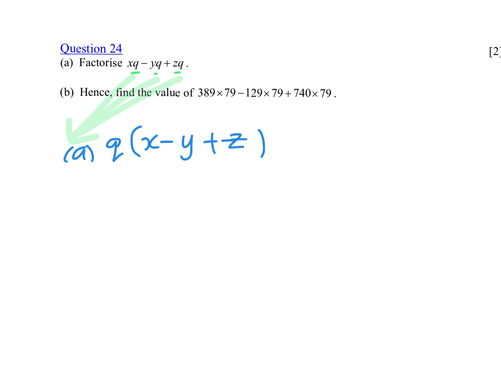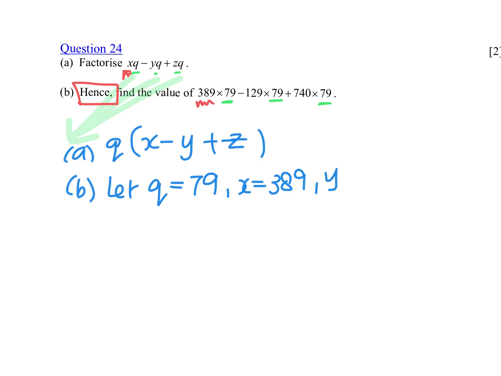So hence, I need to observe part B. What does hence mean? Hence means you need to use the result in part A. So now I need to identify where our common factors are. I had 389 times 79, 129 times 79, and this is times 79. So in this case, I can let Q be the number 79. And what will be X? X will be 389.